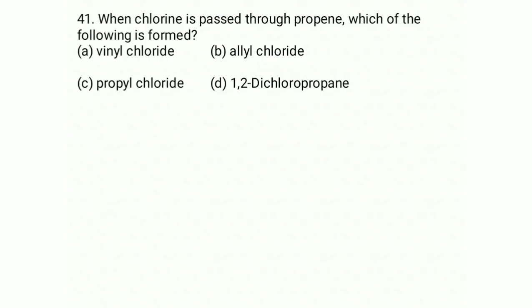41. When chlorine is passed to propene, it is an addition reaction. When chlorine is passed to propene, remember one Cl is added to the first carbon, another Cl is added to the second carbon of the double bond. So you are going to get 1,2-dichloropropane.